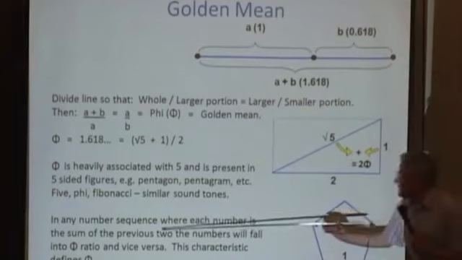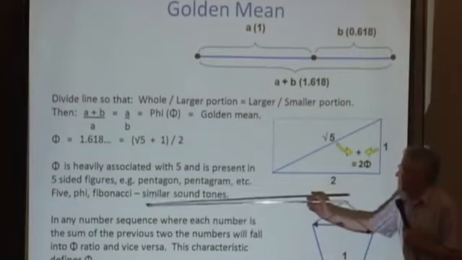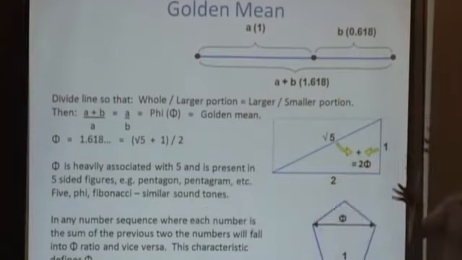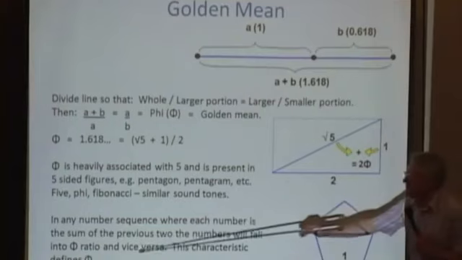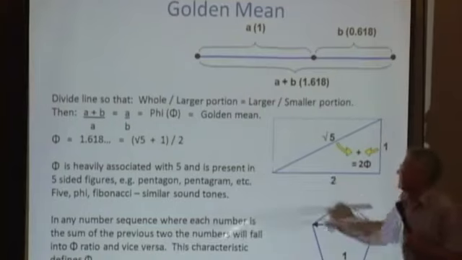And if we start with any sequence of numbers, like we take 56 and 90, and make the next number equal to the sum of the previous two, and keep doing that, all of the numbers will fall into this ratio of phi, 1.618.